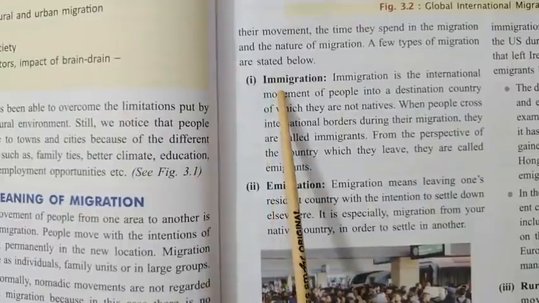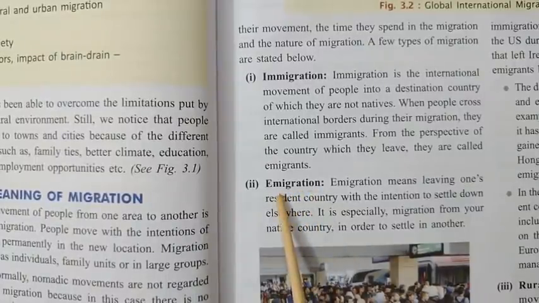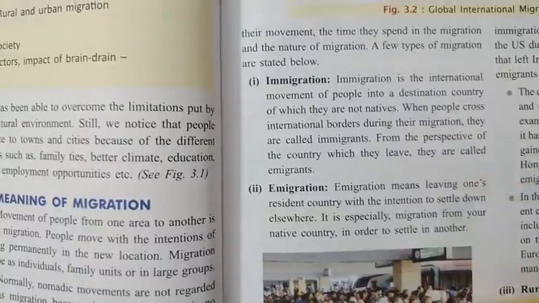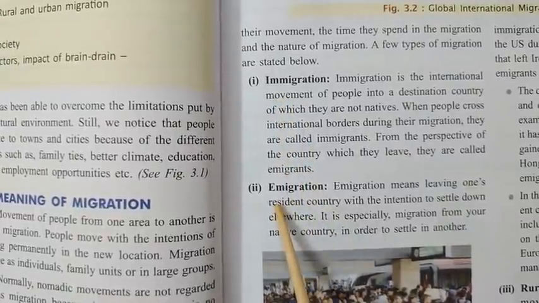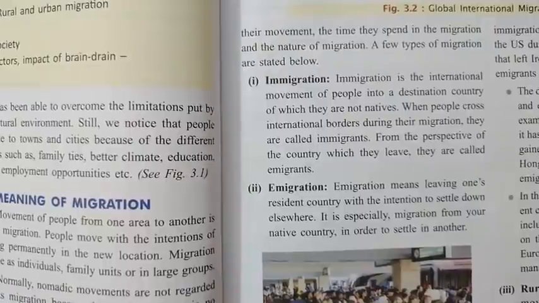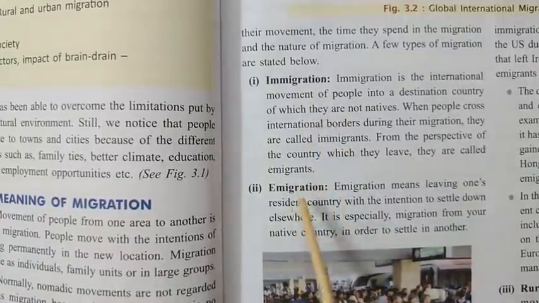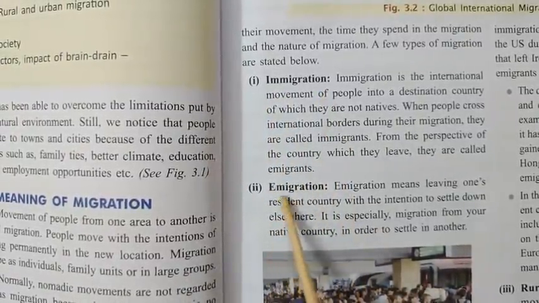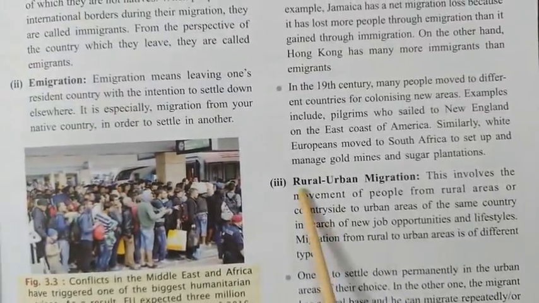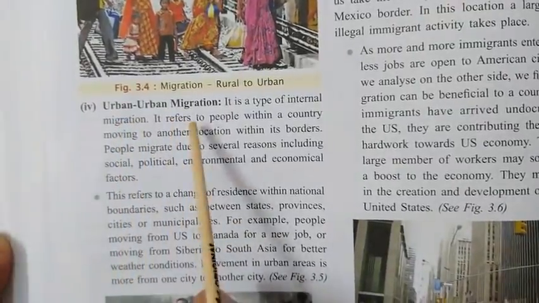Here it is IMMI, so it is immigration, and here it is EMIGRATION. This is also immigration, but just to create a difference between them, we will pronounce them differently. Otherwise you will find there is no difference in the pronunciation. They both are pronounced in the same way. So first is immigration, second is emigration, then third is rural urban migration, and the fourth type of migration is urban to urban, means city to city migration.